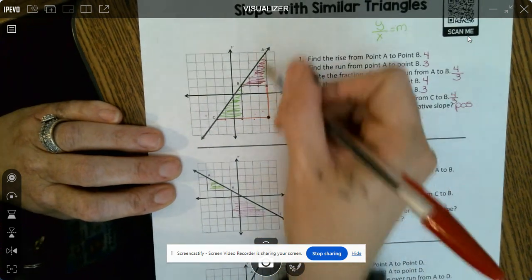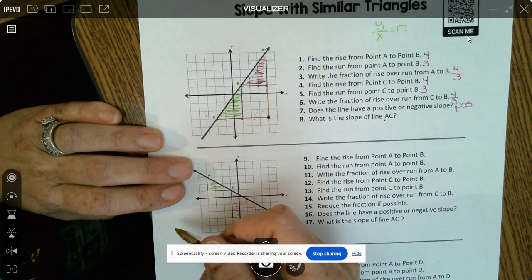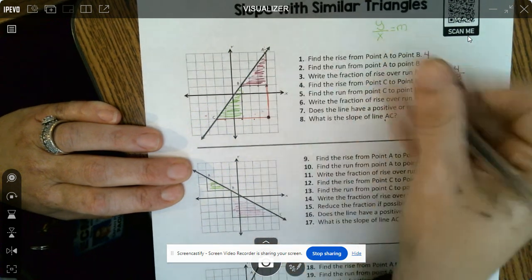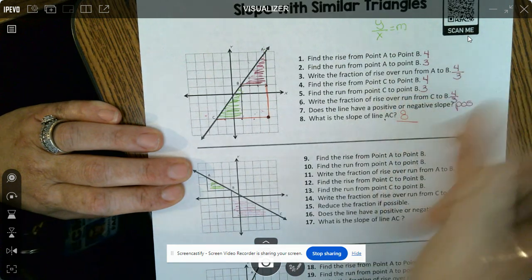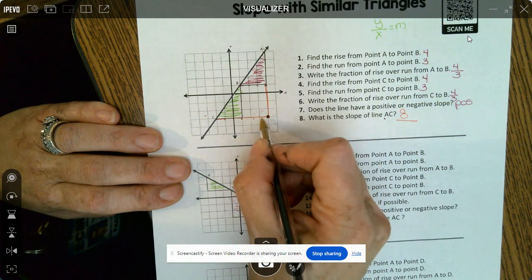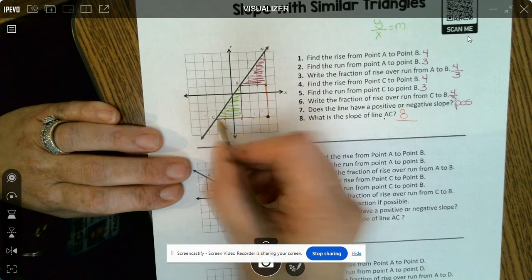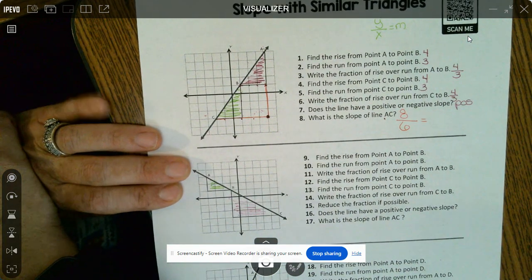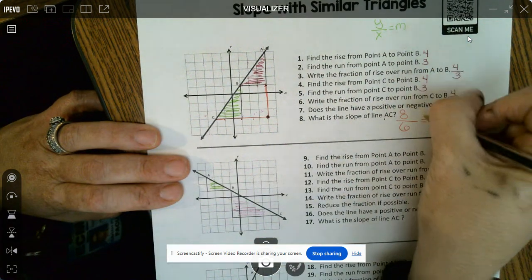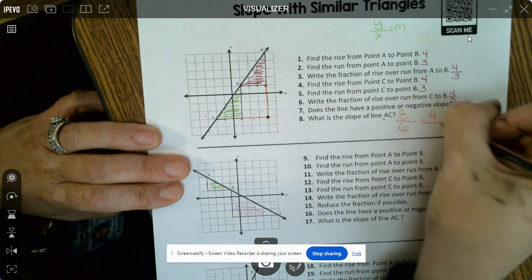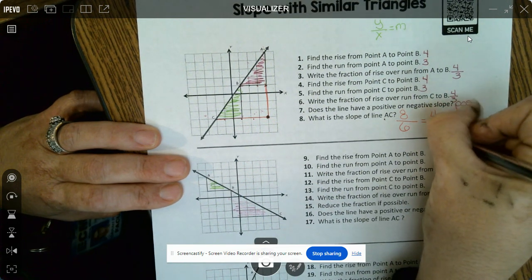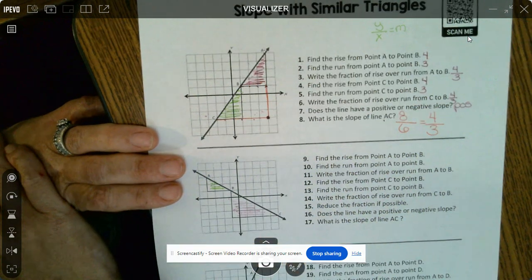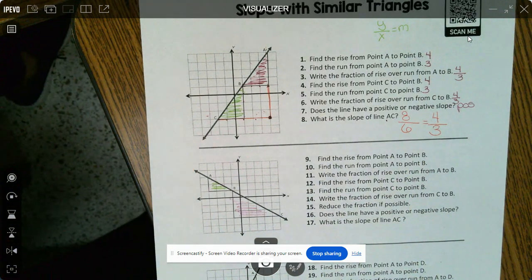All right, so from here to here, how many spots is it? How far do you rise? 1, 2, 3, 4, 5, 6, 7, 8. All right, how far do you guys run? 6. 1, 2, 3, 4, 5, 6. If you were to simplify it, what is 8 over 6 simplified? 4 thirds. Because 2 can go into 8 4 times, 2 can go into 6 3 times. So regardless of the size, they all have the same slope. All right, you guys good?